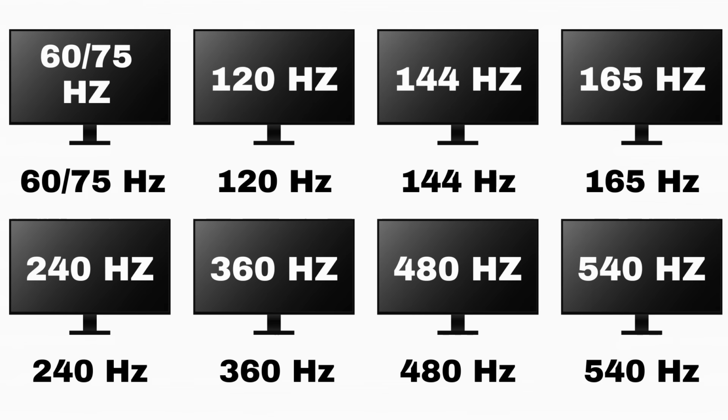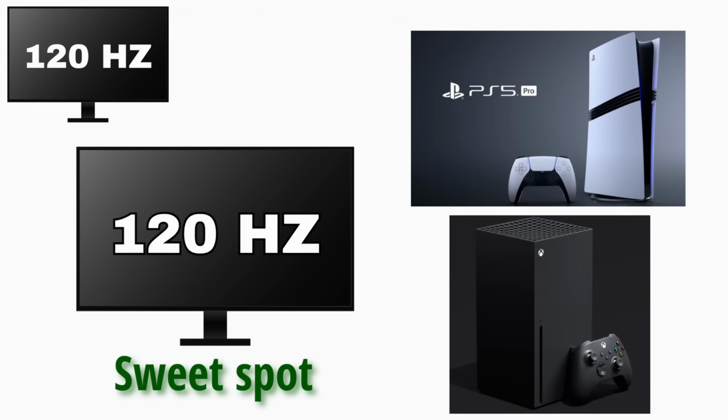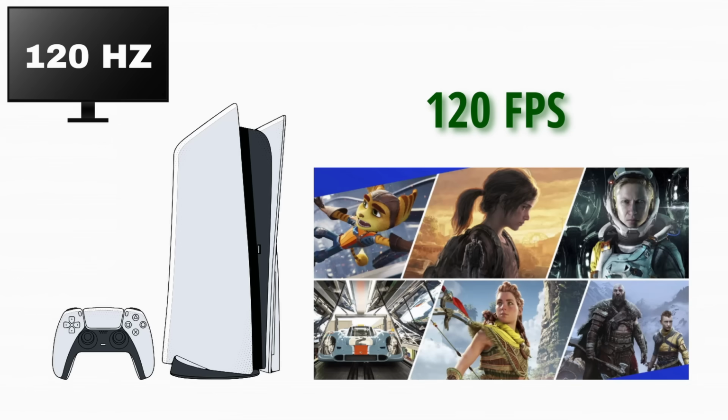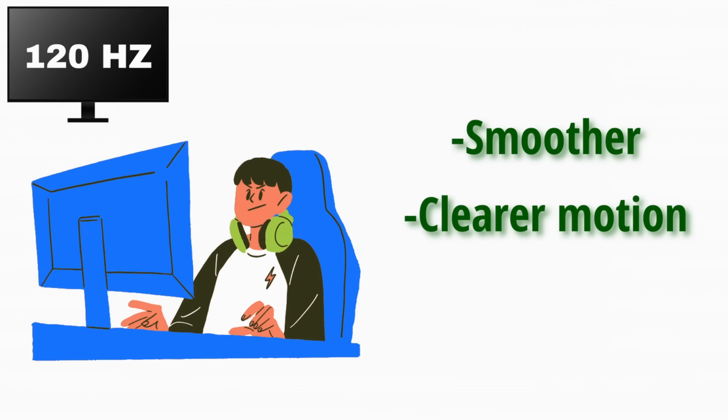Next up, we've got 120 hertz. This refresh rate has become the sweet spot for players using PS5s and Xbox Series X's. Most of those consoles are designed around hitting 120 frames per second in competitive games, which means you actually get to see smoother, clearer motion without massive lag.